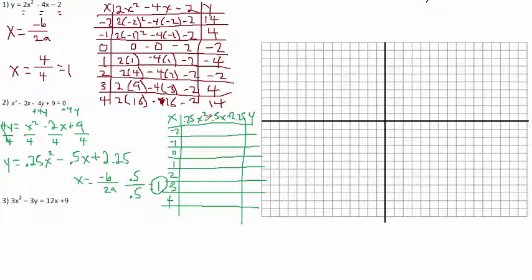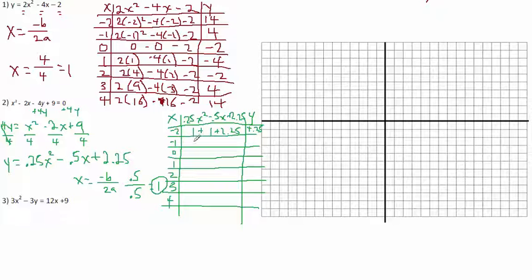-2 squared is positive 4, and 0.25, or a quarter of 4, is 1. Minus 0.5 times -2, so that's a minus times a minus, so it's a positive, and 2 times a half is also 1, plus 2.25. So we've got 1 plus 1 plus 2.25 is 4.25.